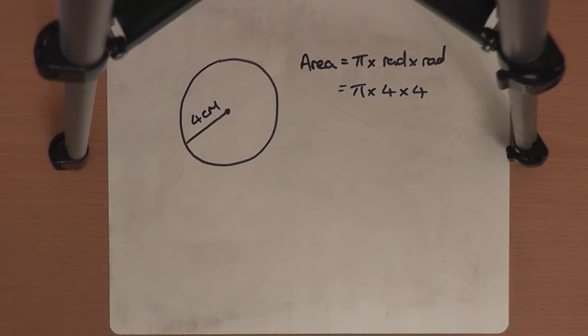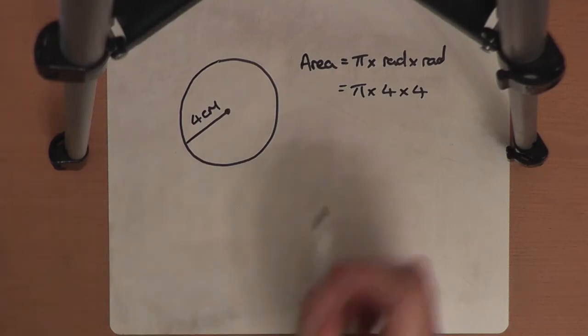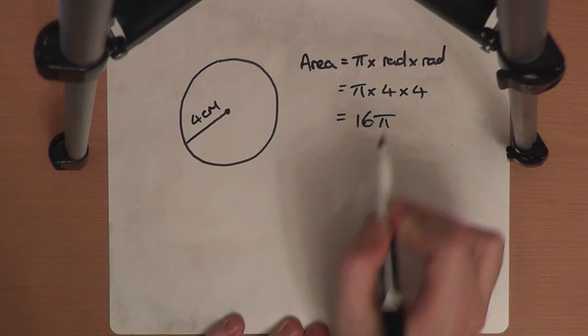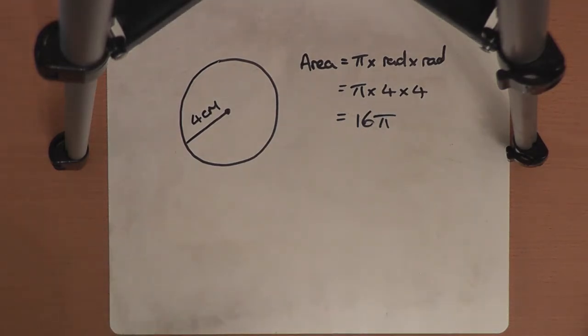Now the first thing we're going to do is we're going to write this in terms of pi, much like we did with the circumference stuff before. The number part here is 4 times 4, which is 16, therefore we have overall got 16 lots of pi, or 16 pi.